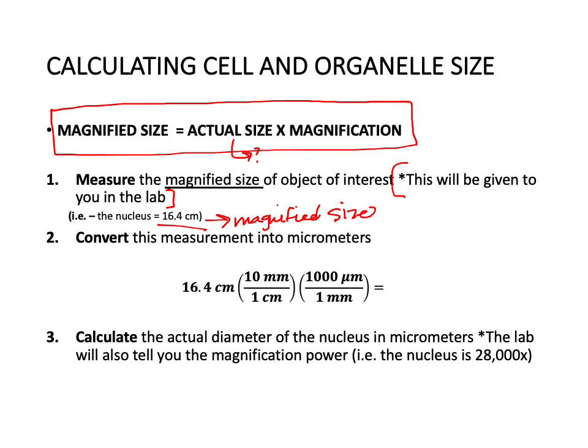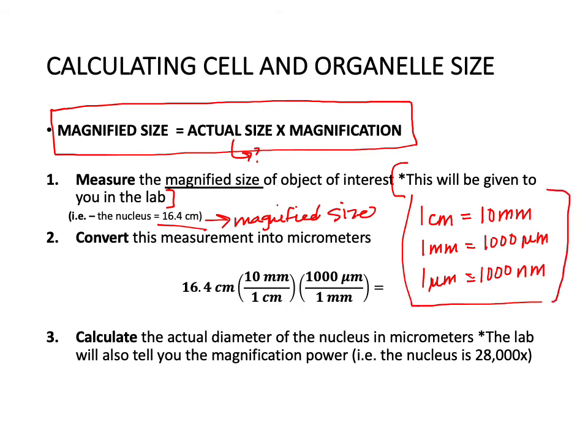So remember from our talk about the metric system in our previous lab that 1 centimeter is equal to 10 millimeters, and 1 millimeter is equal to 1,000 micrometers. Another useful one to remember is that one micrometer is equal to 1,000 nanometers. These are the three key conversions that you need to remember for this lab.